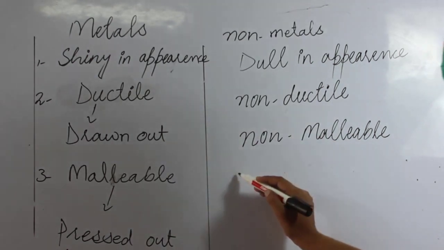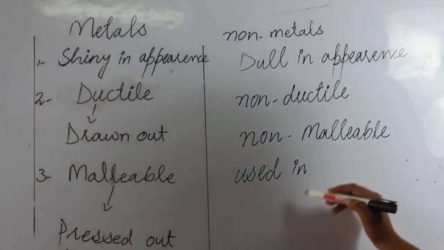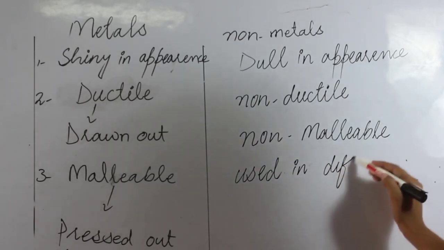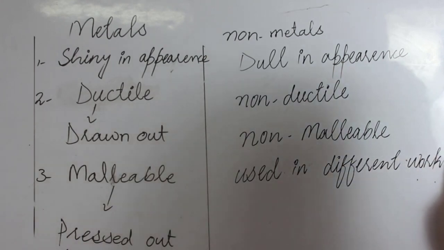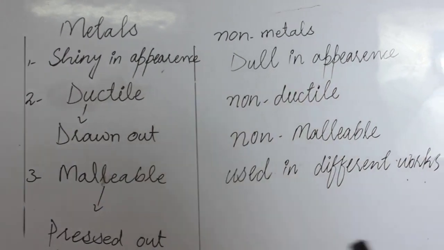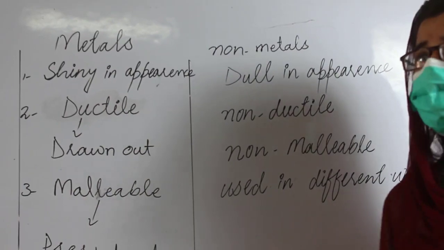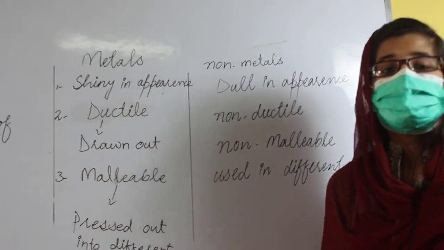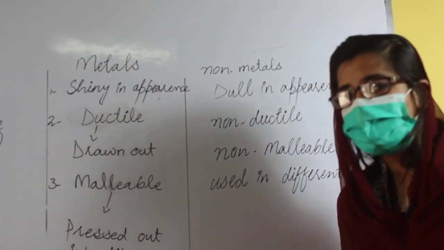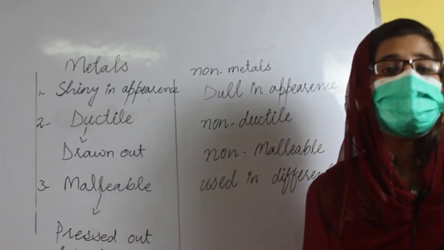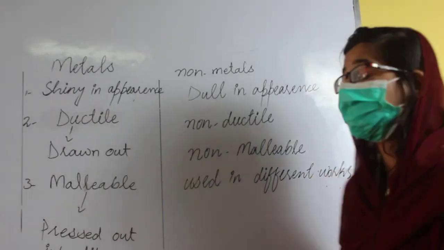Next one is non-metals used in different works. For example, oxygen is a non-metal, and we use oxygen in breathing. And chlorine is also a non-metal, and chlorine is used to purify the water. Wood is also a non-metal, and wood is used to make furniture in our home and different building materials.